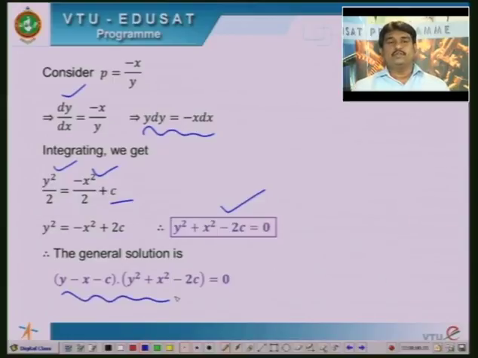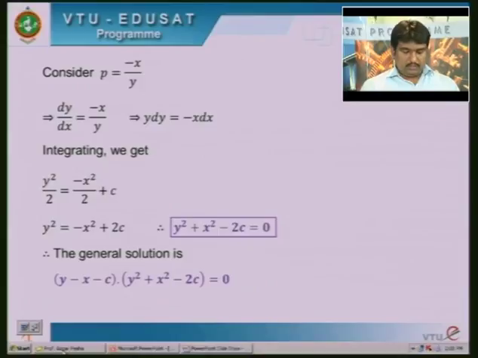The general solution of the given differential equation is y minus x minus c, which is the solution corresponding to the first factor, and another one is y square plus x square minus 2c equals 0. The product of these two solutions constitutes the general solution of the given differential equation. Let me go to the next problem.